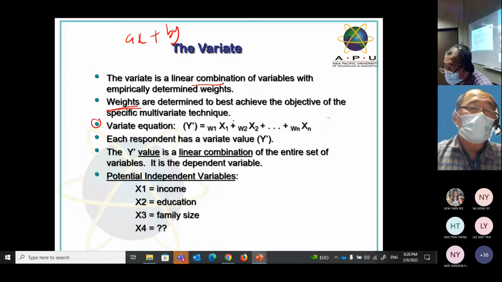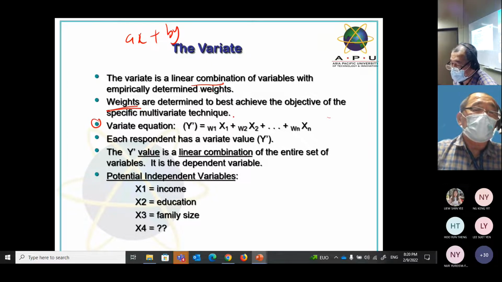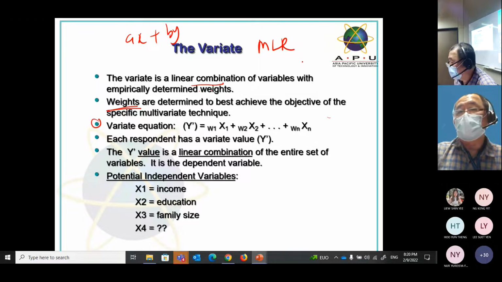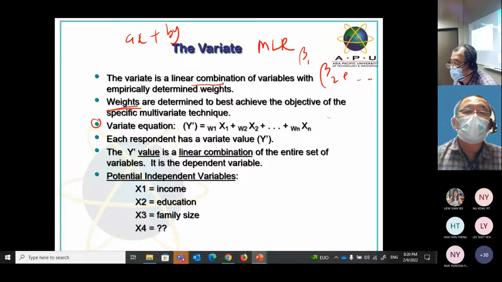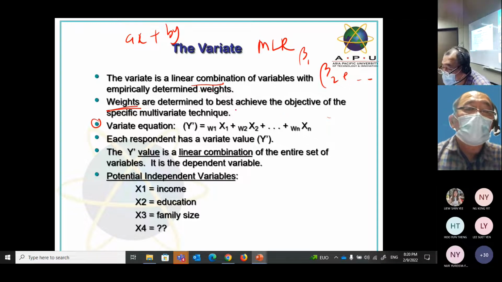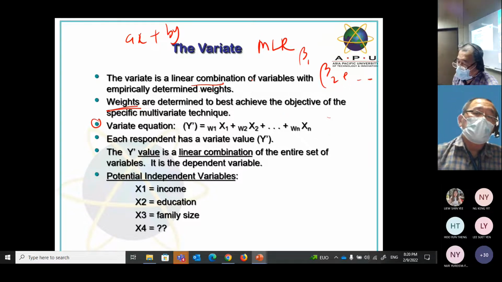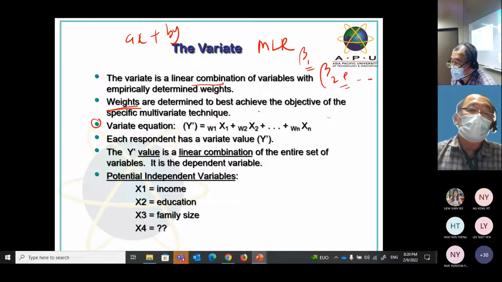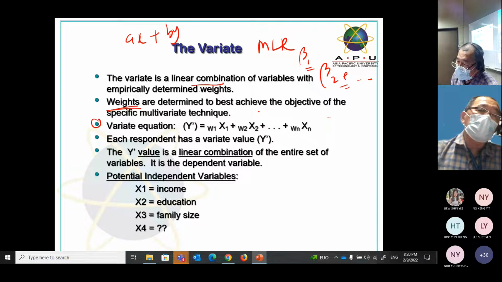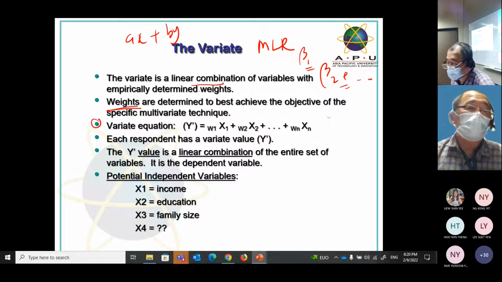Okay, so by default in this context it can be weightage, but in our case, multiple linear regression, the W can also be the beta coefficient. Beta 1, beta 2, and so on and so forth. And then of course we can estimate the value of the weightage. We estimate it using multiple linear regression.